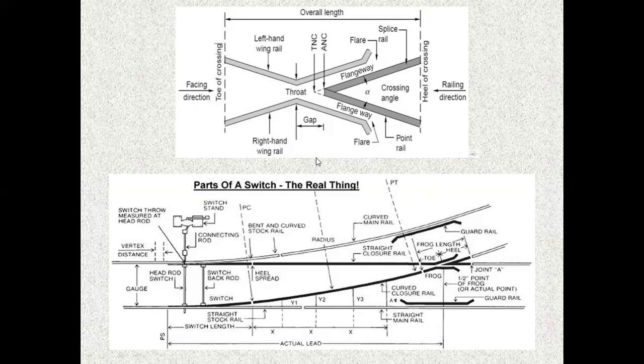This is the throat, where you can observe this point is known as the throat. This is the flange way, and this is the point rail in the main branch rail. This is the right hand wing rail. So this is the overall frog length, and these are the parts of the switch.